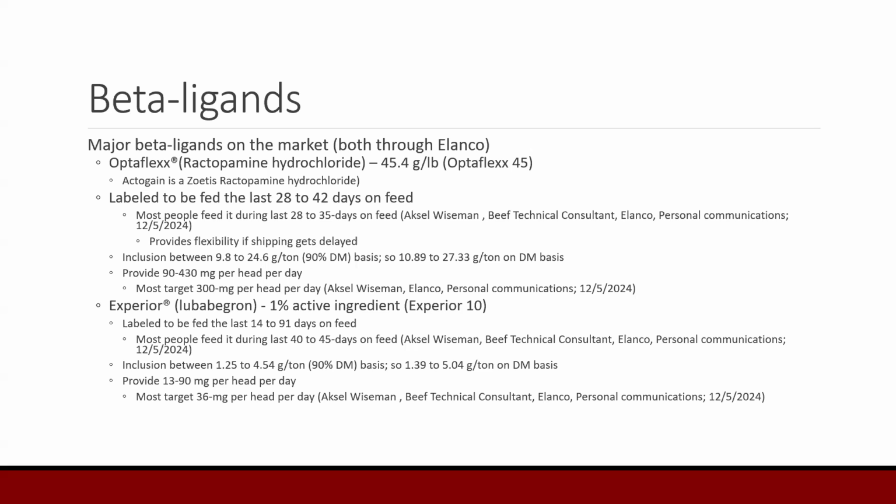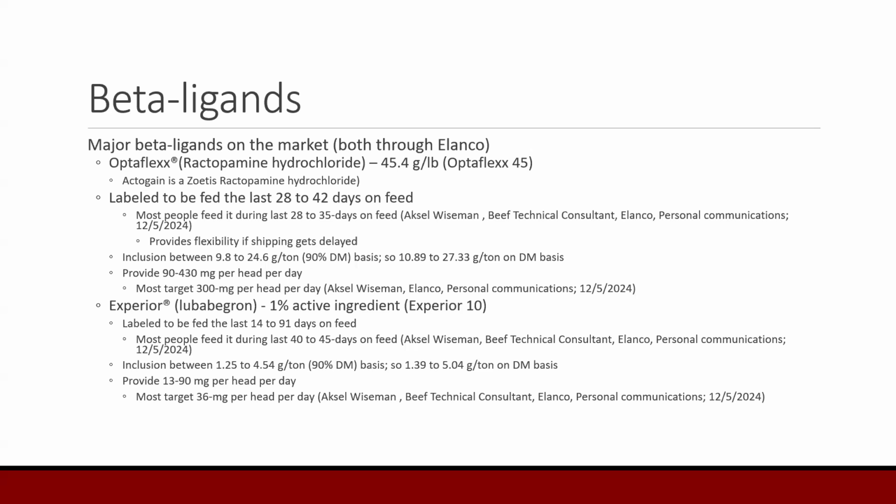So what they do is they bind to a receptor and cause an antagonistic or agonistic effect. An antagonistic effect means it binds to the receptor and makes it inactive, and an agonistic effect means it binds to the receptor and causes an action. Okay, so Optaflexx is agonistic to beta 1 and 2 receptors. Lubabergon is antagonistic to beta 1, I think, and agonistic to beta 3.